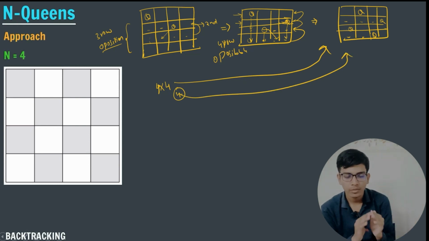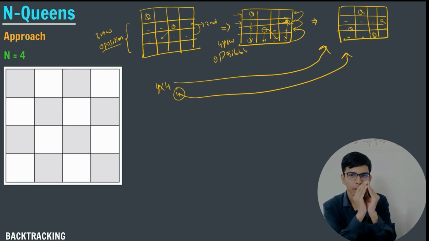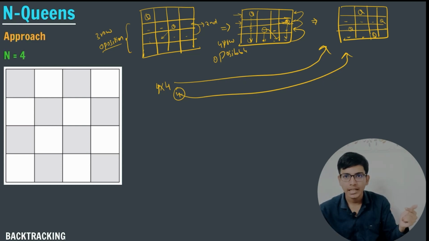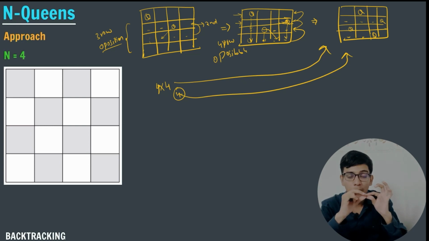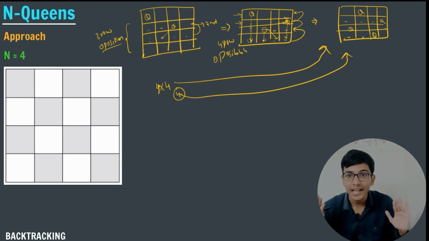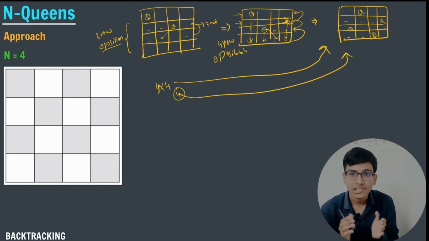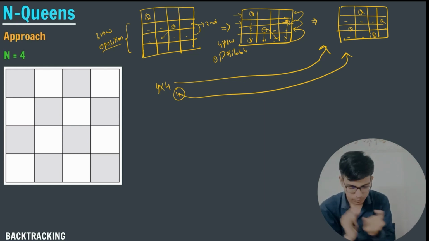Here you can observe one thing: at each row, I am checking whether this particular position is safe or not. If all the positions in a given row are unsafe, then I will backtrack to my previous step and I will change the position of my previous queen. And if I change the queen but again I get the same problem, then I will backtrack to my original queen and change the position of my original queen.